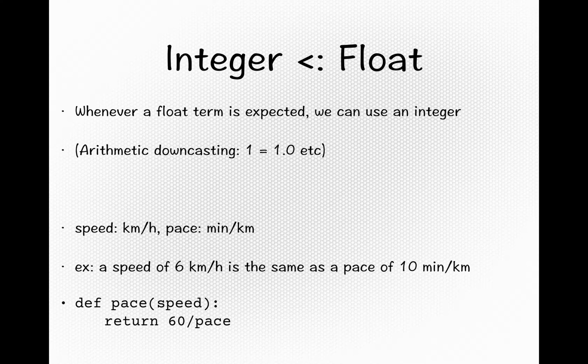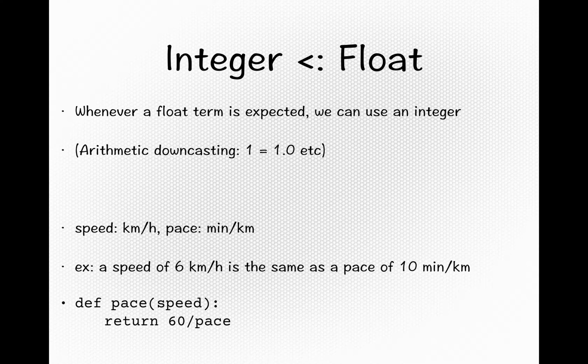But let's consider this example. We have two things that classify the same thing, which is movement. We can specify it in terms of kilometers per hour, which is usually referred to as speed, or minutes per kilometer, which is usually referred to as pace. So, for example, if you have a speed of 6 kilometers per hour, it's the same as a pace of 10 minutes per kilometer. So, obviously, if you're walking at this pace, then in 10 minutes you will cover 1 kilometer, in 20 minutes 2 kilometers, and so forth.